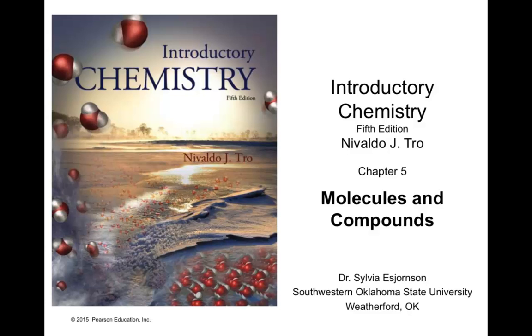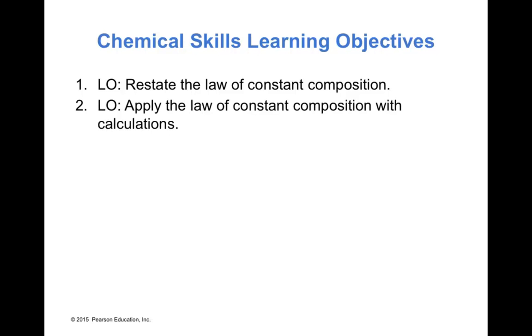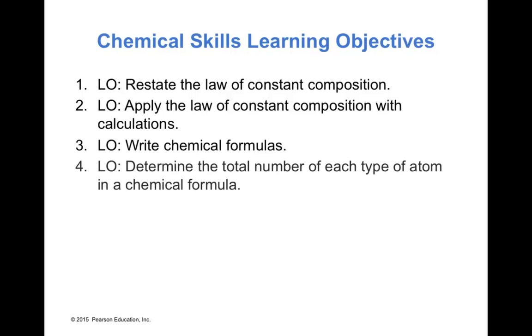This is chapter number 5 of Introductory Chemistry, Molecules and Compounds. By the end of this chapter, you will be able to restate the law of constant composition. Also, you will apply the law of constant composition with calculations. You will write chemical formulas. Also, you will be able to determine the total number of each type of atom in a chemical formula.